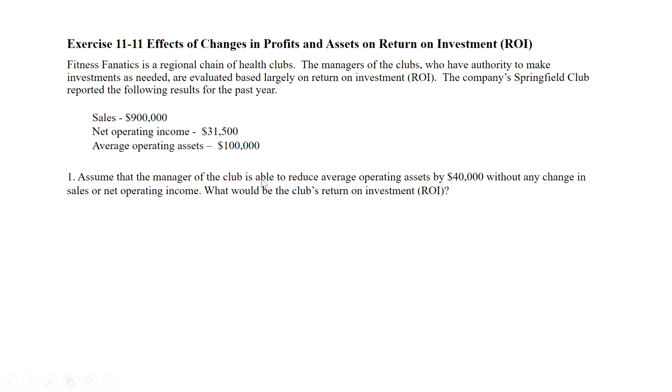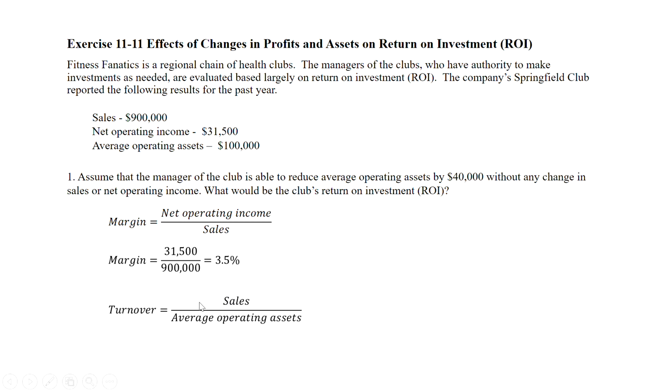What if I have another situation? What if we assume that the manager of the club is able to reduce average operating assets? So I'm not increasing sales, I'm not reducing expenses, I'm saying those overall assets, whether it be idle inventory that's sitting around, extra plant and equipment that we honestly really don't need. What if we do that without any change in sales or net operating income? And let's look at it in terms of margin. Margin would be the same net operating income divided by the same sales because we've not impacted those, so it would stay the same as the first situation, 3.5%.